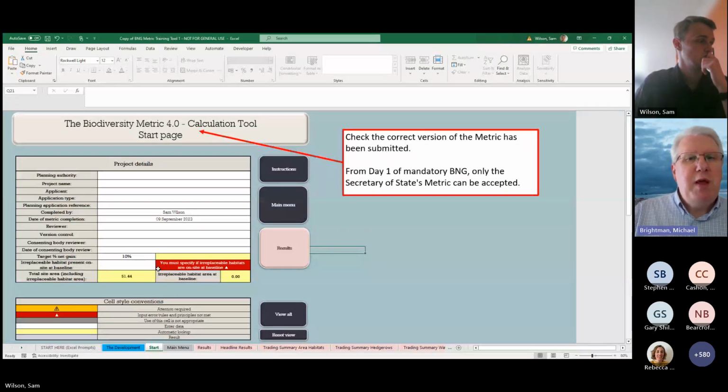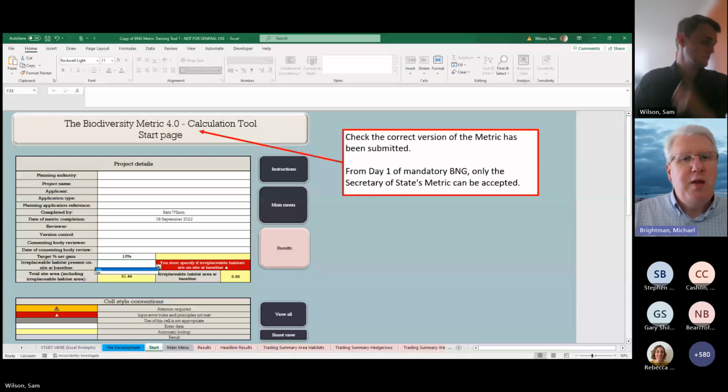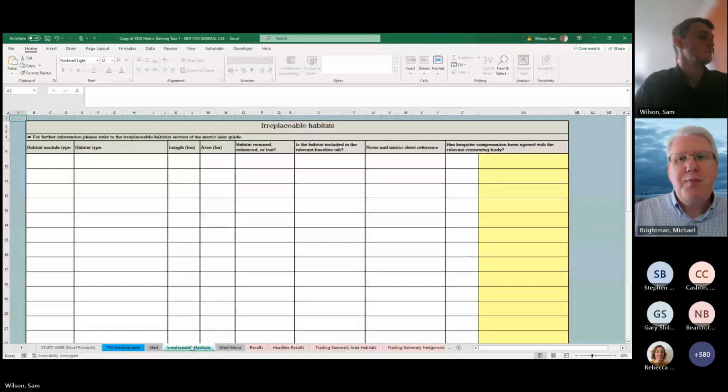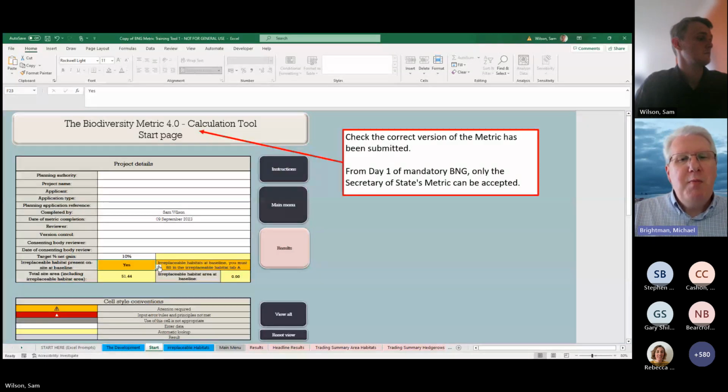The reason for this red box here, we're going to demonstrate now, is that a question will be asked about whether or not irreplaceable habitats are present on site. Where they are present on site, you'll see that at the bottom of the screen, there's a blue tab, which Sam will click on now, for irreplaceable habitats. Now, on the current version of Metric 4.0, this is populated manually in the white cells. The way in which this is done will change in the statutory metric, but will remain intuitive.